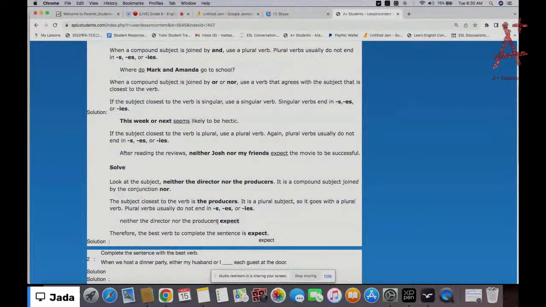expect. If this was producer, not producers, it would be expects with an S. That would show a singular verb and singular subject. But because it has the S here, which shows that this is a plural subject, it's going to be a plural verb.